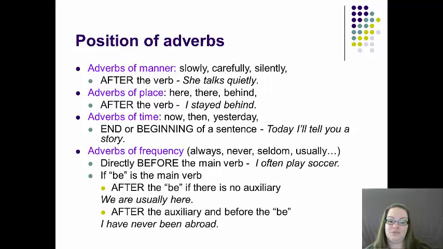We also have adverbs of frequency. Frequency is telling us how often or how not often something is occurring. These come directly before the main verb. They can also come after the verb be if there's no auxiliary. And they can come after the auxiliary and before the be if we have both an auxiliary and a to be verb that's supporting the verb.